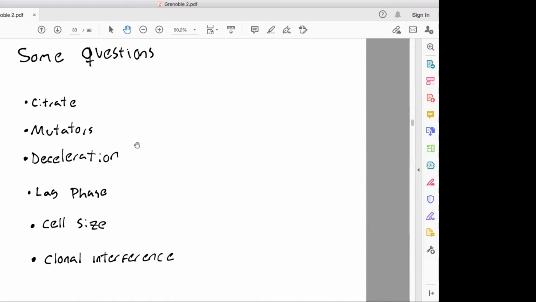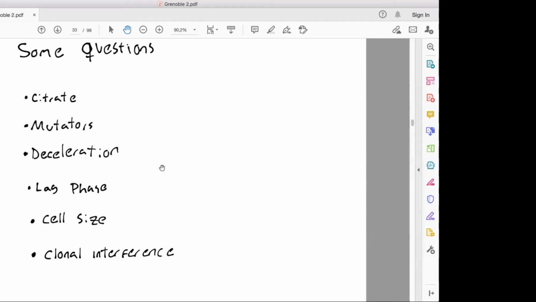Also, I would like to understand the emergence of mutators and how this doesn't seem to change the adaptation, right? The rate of adaptation. I would like to understand the deceleration of the relative fitness. Why? I mean, okay, it goes to infinity, but clearly it's decelerating. What are the causes of this?